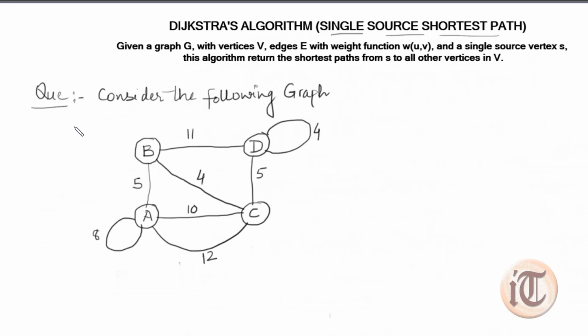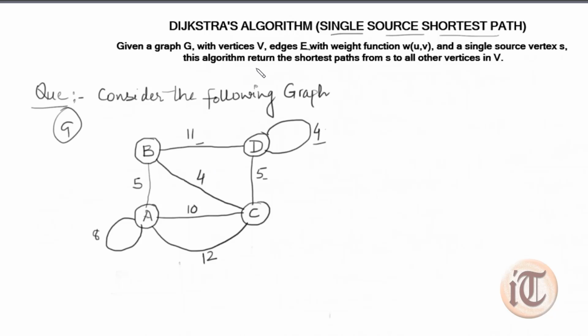so consider this graph as G with vertices V. So A, B, C and D are the vertices of the graph, and edges E. So these connecting lines are edges with the weight function W(u,v). So the weight function denotes the cost or weights associated with them. So 4 is a weight, 5 is a weight, 11 is a weight, okay, and a single source vertex S. So among these nodes we can identify any node as the single source for starting our algorithm.